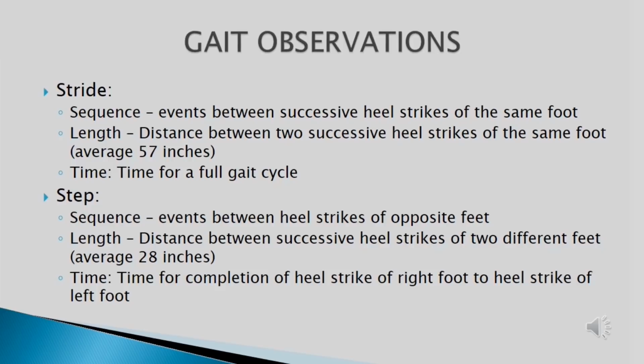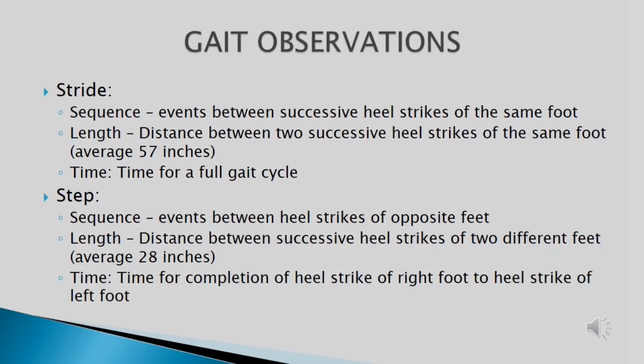So let's just go over a couple of key observations that you can start to focus in on to become familiar with analyzing gait. And one of the places where we can begin to look is with the stride. And we can look at the sequence of the stride, the length of the stride, and the timing of the stride. So for example, we can look at the sequence of events between successive heel strikes of the same foot. And pretty much that's how gait itself is described and gait is analyzed.